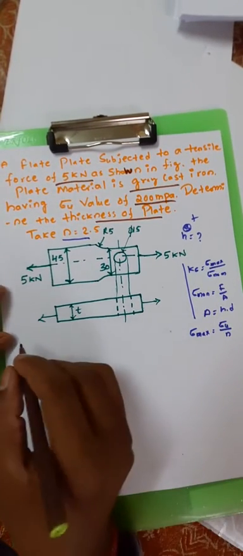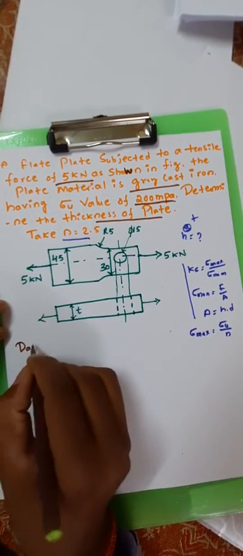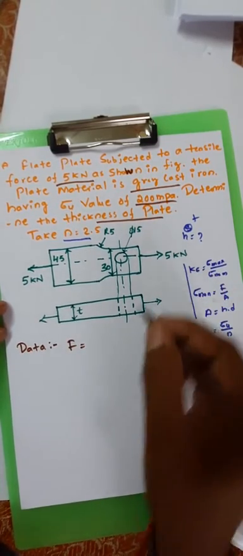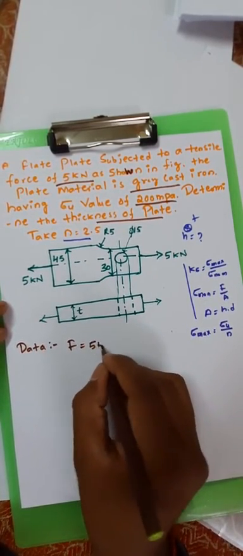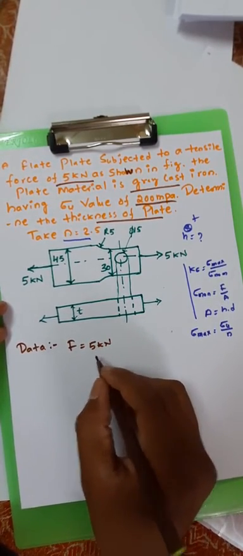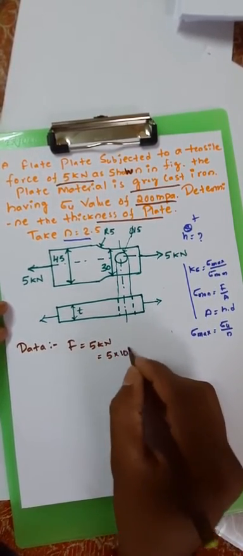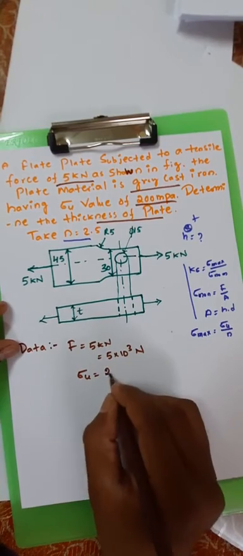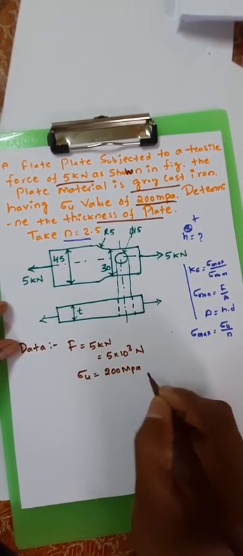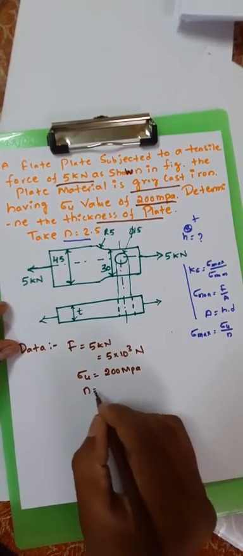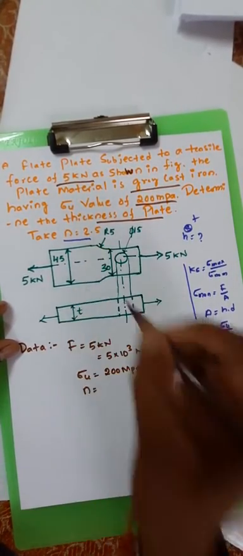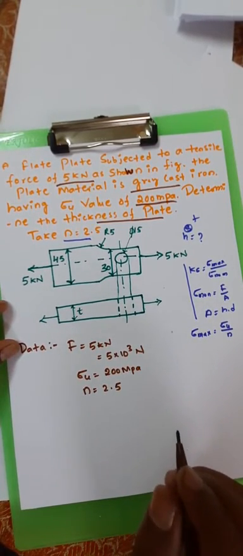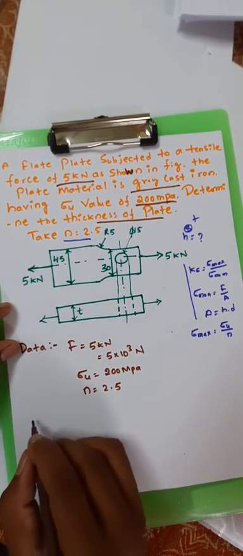Now first note down the given data. F is equal to a tensile force of 5 kilonewton, that is equal to 5 into 10 to the power 3 Newton, and sigma u is equal to 200 MPa, and the factor of safety N, which they have given in the problem, is 2.5.